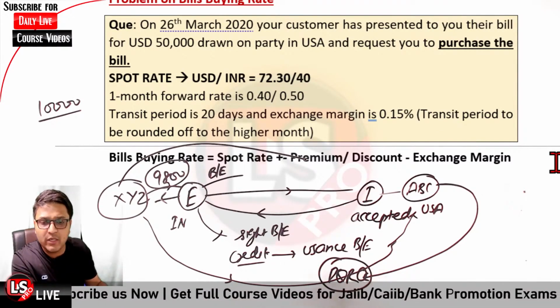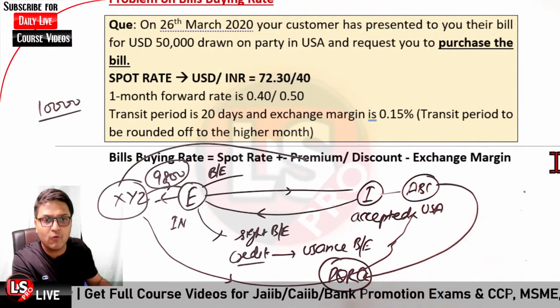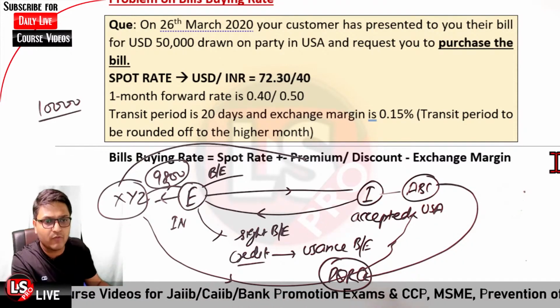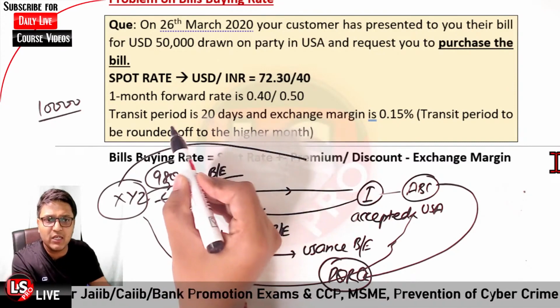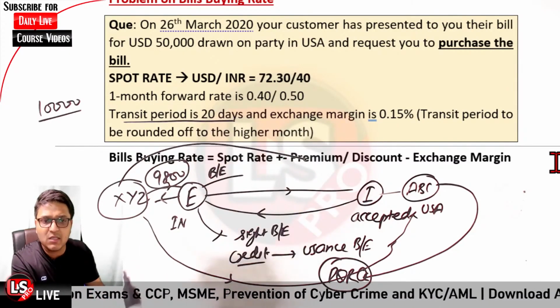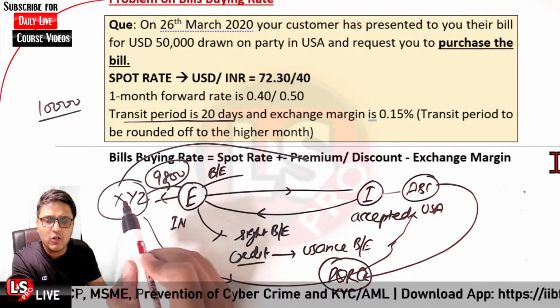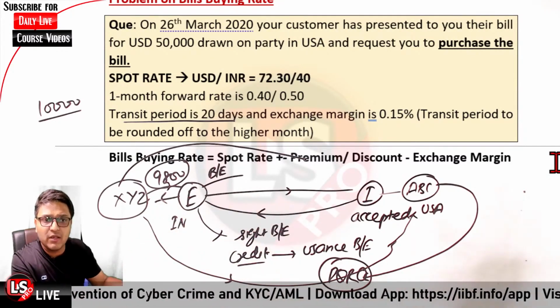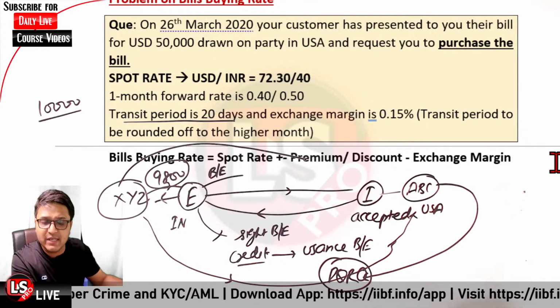So a forward contract is to be done. In this case particularly, if we look at the question itself, the transit period is given to be 20 days. It means the exporter's bank will not be receiving its money for the next 20 days after the bill is presented by the bank.